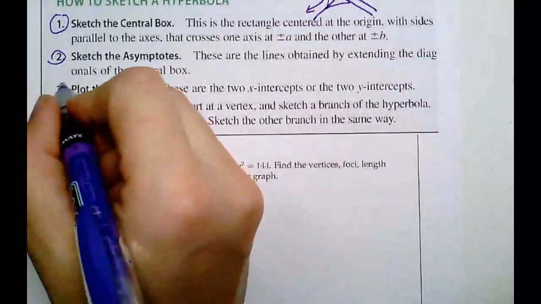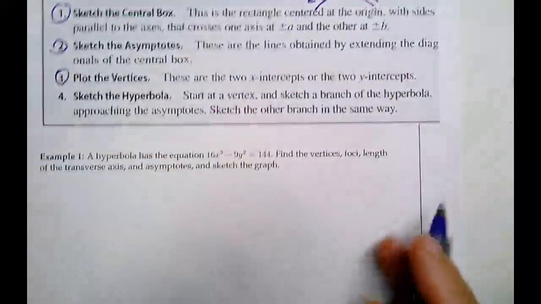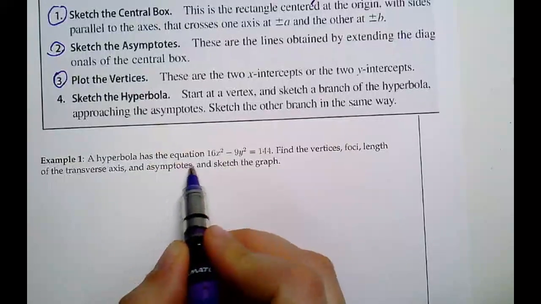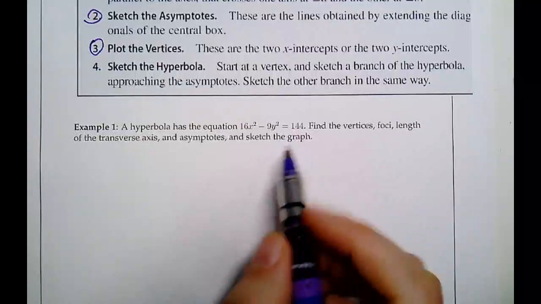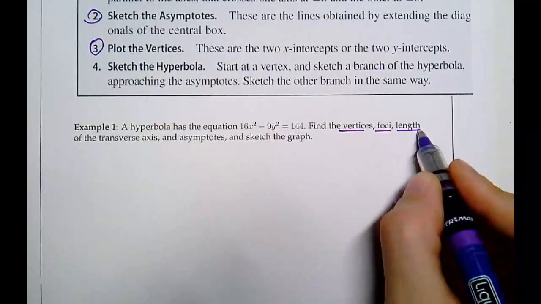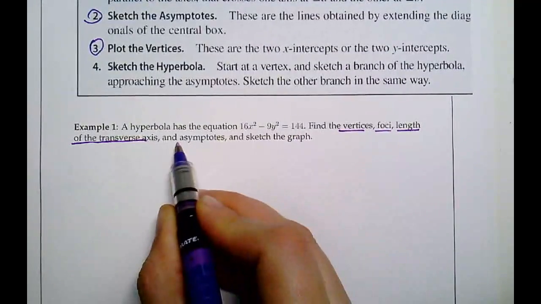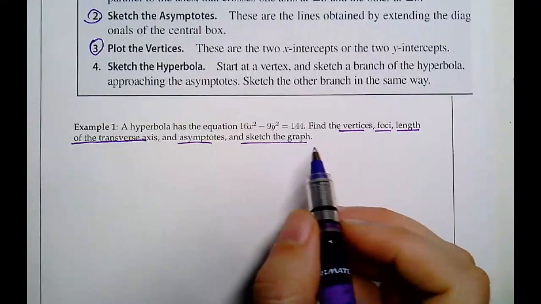All right. So let's do an example. So you have a hyperbola that has the equation 16x squared minus 9y squared equals 144. We're asked to find the vertices, the foci, the length of the transverse axis, and asymptotes, and sketch the graph.